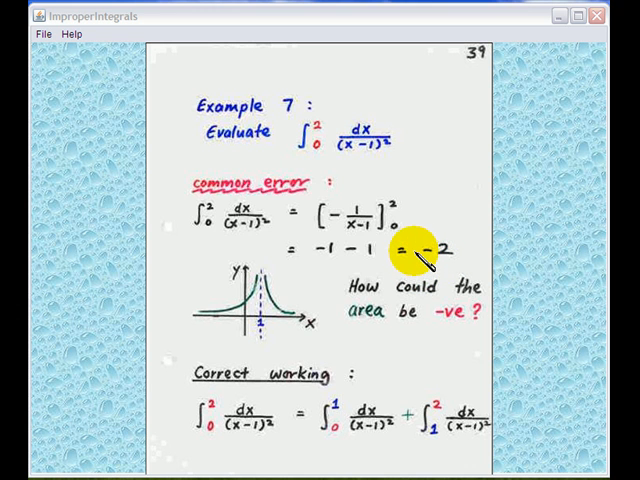And if you remember, you are actually finding an area from 0 to 2 of the function 1 over (x minus 1) squared. And how can this area be negative when the function is lying above the x-axis?